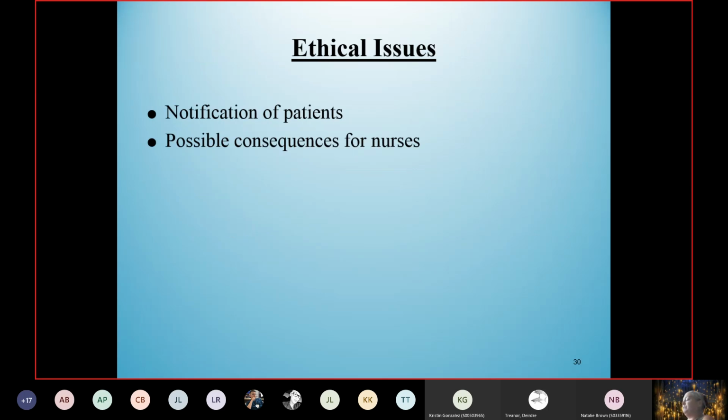So, ethical issues. This one gets brought up a lot. Notifying patients when there's a medical error. Research actually indicates that notifying the patient helps healthcare organizations avoid litigation and potentially much larger financial settlements. As you know, the possible effects on the patient can be anywhere from nothing to potential death, and that could be very emotional, as Kristen brought up.